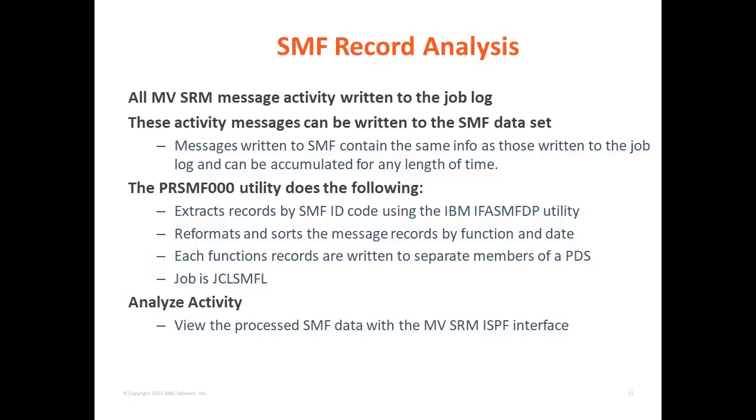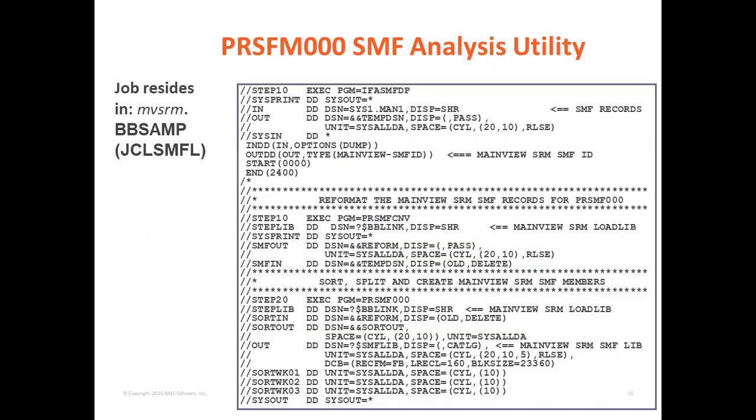The third job that can provide allocation analysis of actions taken is the PRSFM000 utility. The job name in BBSAMP is called JCLSMFL and creates a partitioned dataset where each member name corresponds to a function that was used to provide space recovery.